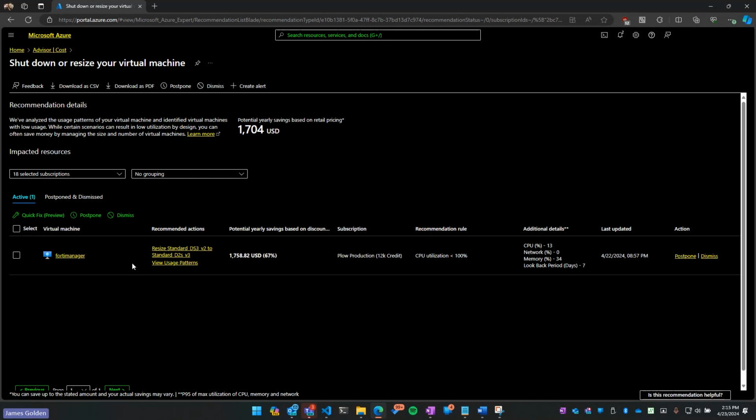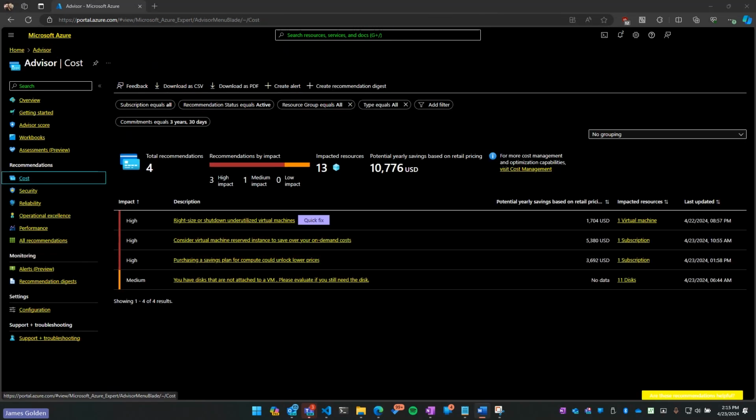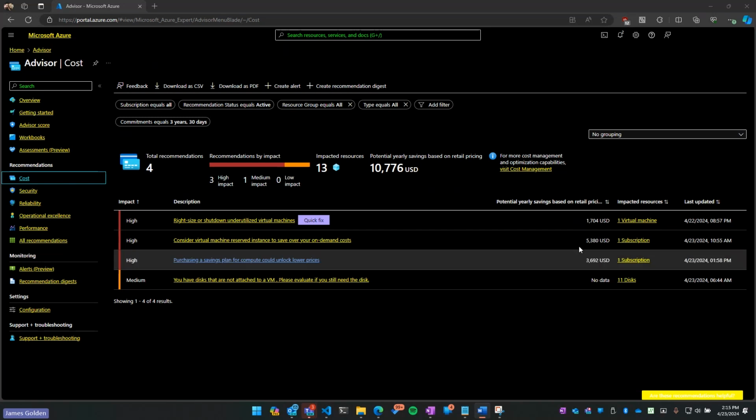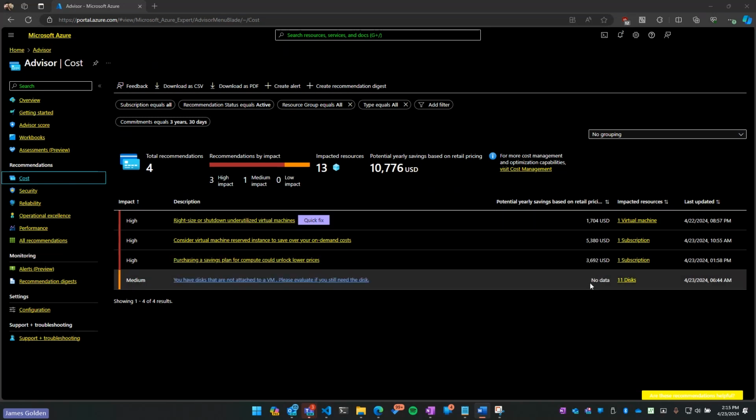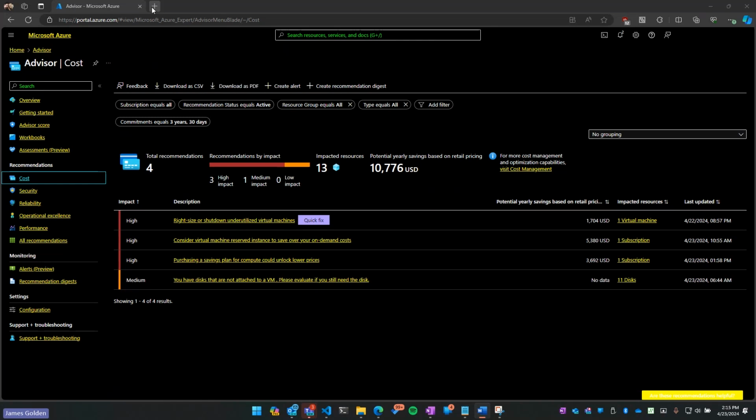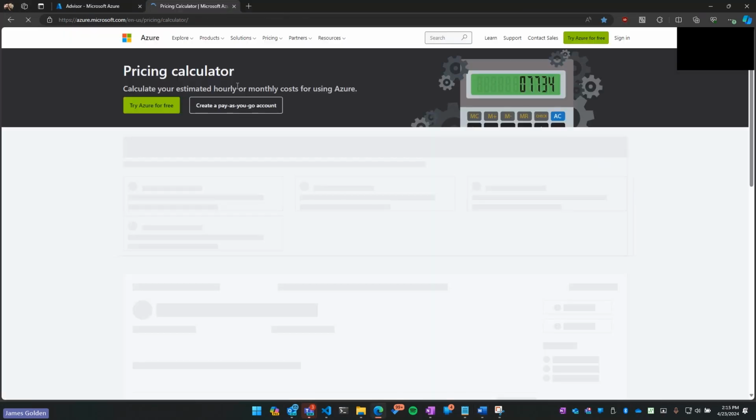So, for example, the CPU utilization of this machine, it sees it at 13%. It suggests we roll that down to a D2 instead of DS3, and then put that on a reserved instance, and you would dramatically reduce the cost by about 80%. If you need to figure out how much this would save, let's say you do not have the output within this Advisor, I would highly suggest also becoming familiar with the Azure pricing calculator.